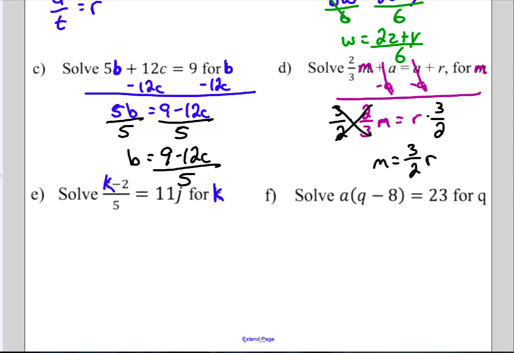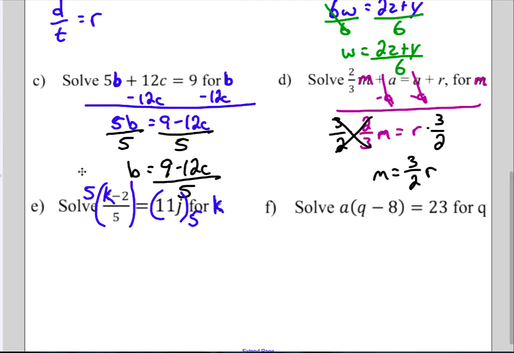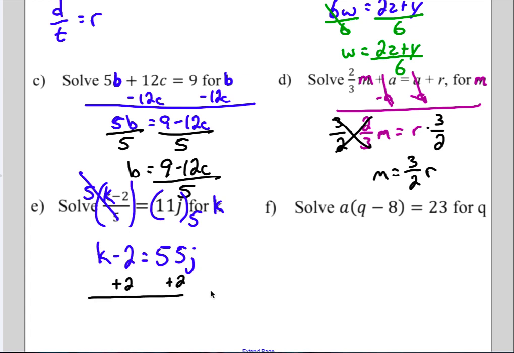So remember, when we have a whole problem in the numerator, so k minus 2, the whole thing is over 5, we need to take care of that 5 first. So I'm going to multiply by 5, and I'm going to multiply the other side times 5. That takes care of that, and I get k minus 2. Over here, 5 times 11j is 55j. Again, I'm still focused on k. I'm trying to get it by itself, so I'm going to add 2 to both sides. And k is equal to 55j plus 2.